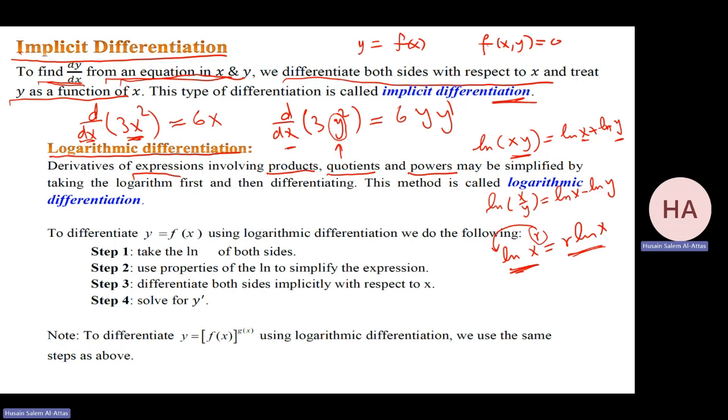So the steps are these. Take the ln of both sides, use the properties of ln to simplify the expression, then differentiate both sides implicitly with respect to x, now that I have a relation between x and y, and solve for y prime. I have this case, f of x to the power g of x. Usually we use logarithmic differentiation if we have a function to the power of a function.